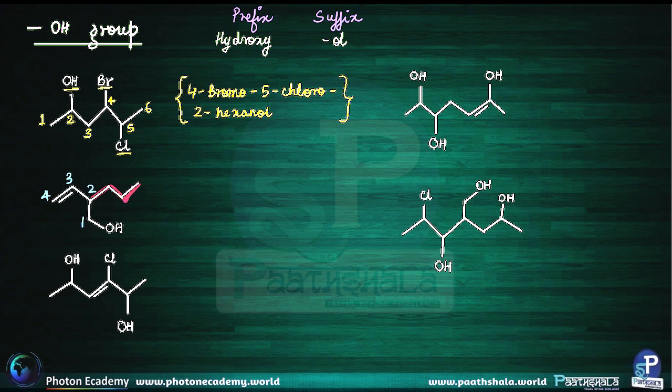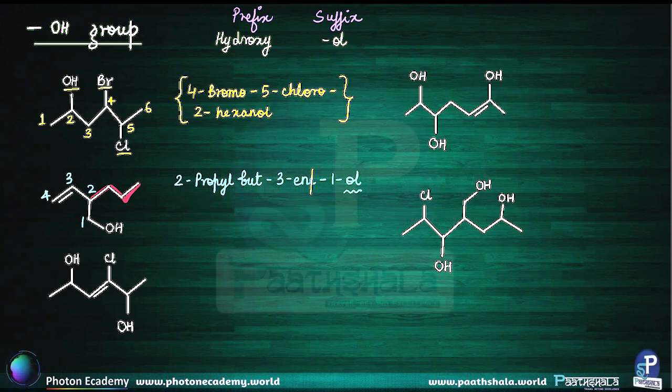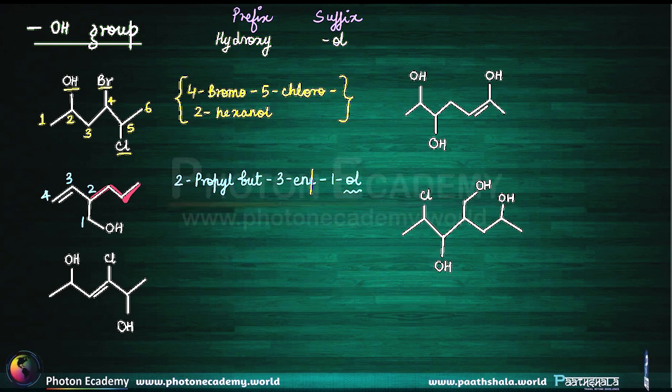So the name of the compound becomes: at 2 we have the propyl group, that is the 3-member carbon chain, call it propyl. Then there is but, the principal carbon chain consisting of 4 carbons, so but. At 3 we have a double bond, so call it ene. And then at 1 we have an ol. Notice that when this ol appears, if the letters are vowels, we cancel them, and therefore the name now becomes 2-propylbut-3-en-1-ol. Okay, that is a modification we need to remember. So here the name becomes this.